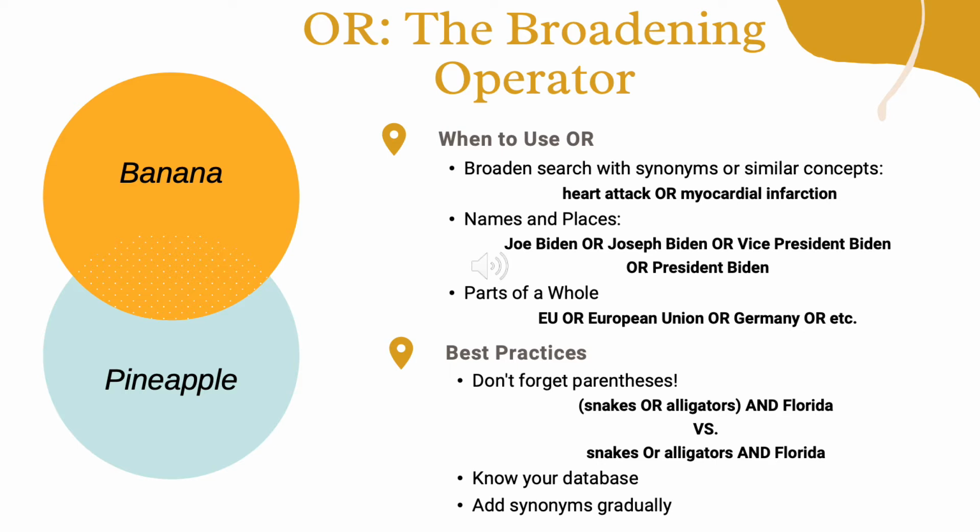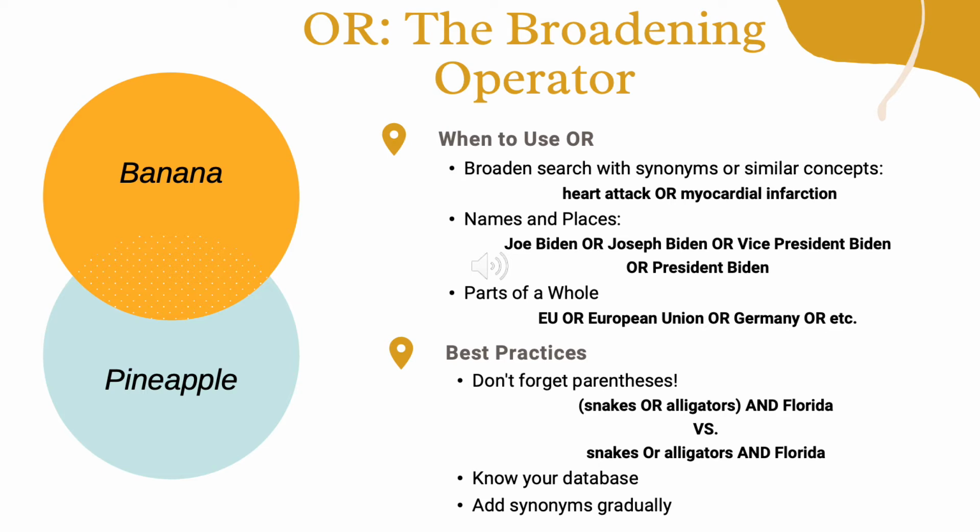of the terms. This inclusiveness is why Brown and Bell refer to OR as the broadening Boolean operator in their Librarian's Guide to Online Searching. So, when should a searcher use OR? Use OR when you need to broaden your search and include multiple synonyms or similar concepts in a single search. For example, heart attack OR myocardial infarction.